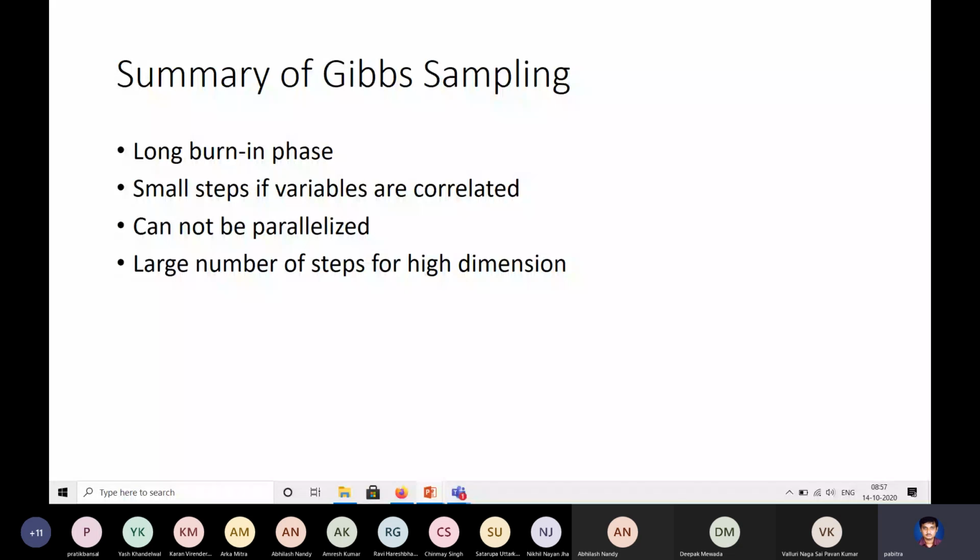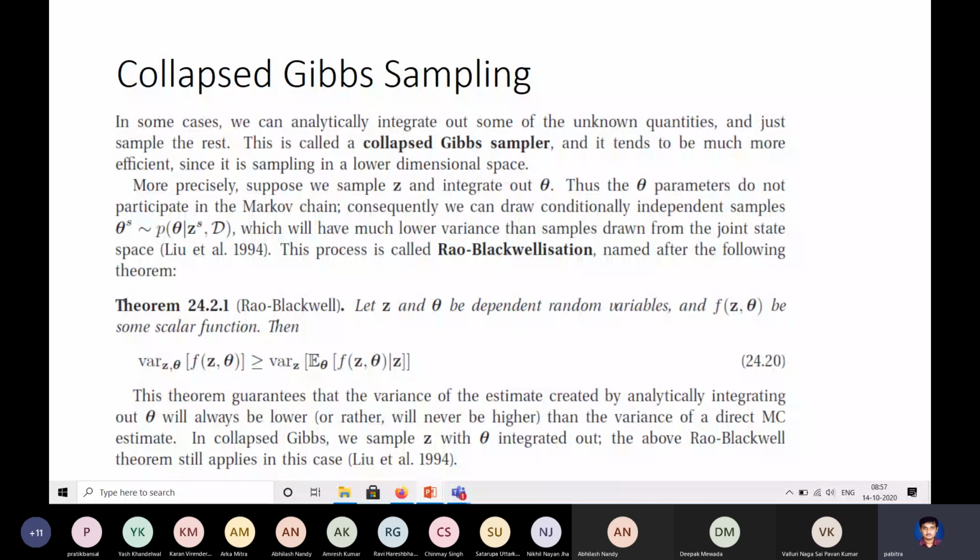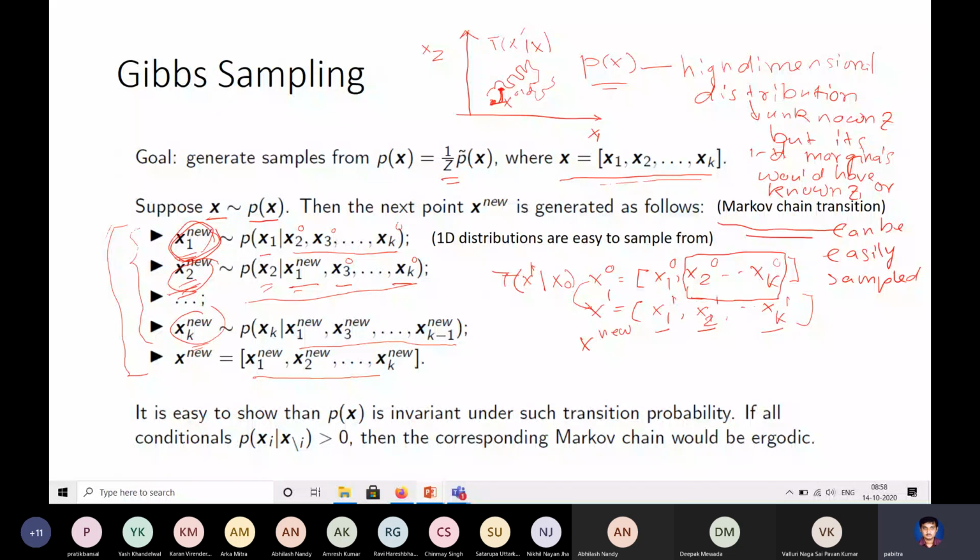There are many variations to this. One is called collapsed Gibbs sampling. The dimensions I'm talking of in Gibbs sampling will actually be the parameters. Remember, originally you are trying to estimate P(theta | X). So X1, X2 would really be theta 1, theta 2, theta K. So these are the different parameters, let's say all the weights of a neural network or all the means and variances of a large dimensional Gaussian.